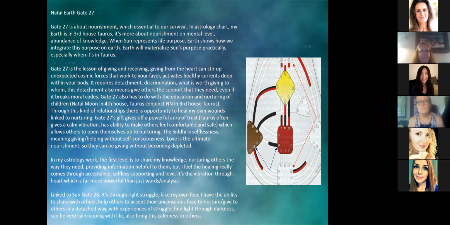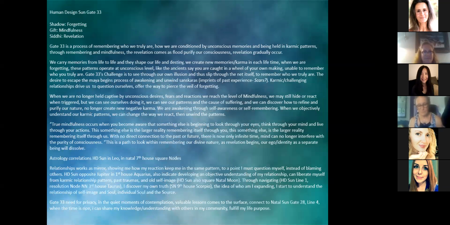So let's go look at that. Okay, let's look at design sun, which is gate 33. So again, there are 3 levels of consciousness. The shadow is forgetting, the gift is mindfulness, and the siddhi is revelation. Gate 33 is a process of remembering who we truly are, how we are conditioned by unconsciousness, memories, and being held in karmic patterns. Through remembering and mindfulness, the revelation comes as a flood, purifying our consciousness.